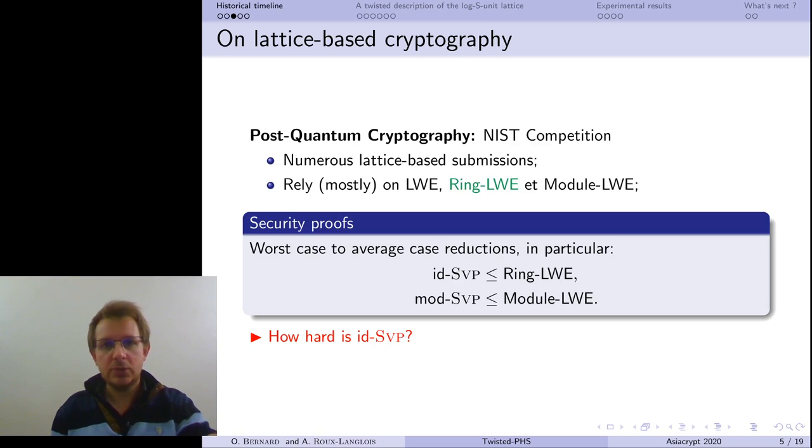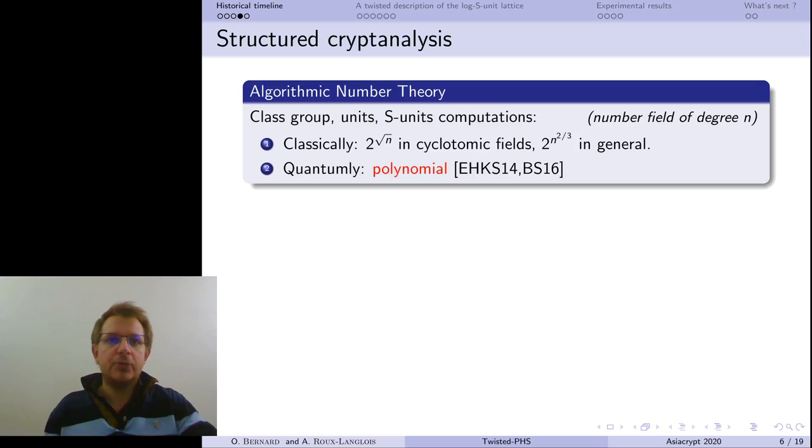So therefore, a natural question is to ask whether ideal SVP is a hard problem or not, despite this additional algebraic structure. The first shadow came from algorithmic number theory, when people found a quantum polynomial time algorithm to compute class groups or unit groups, whereas classically, for example, for cyclotomic fields of degree n, this should take 2 to the square root of n.